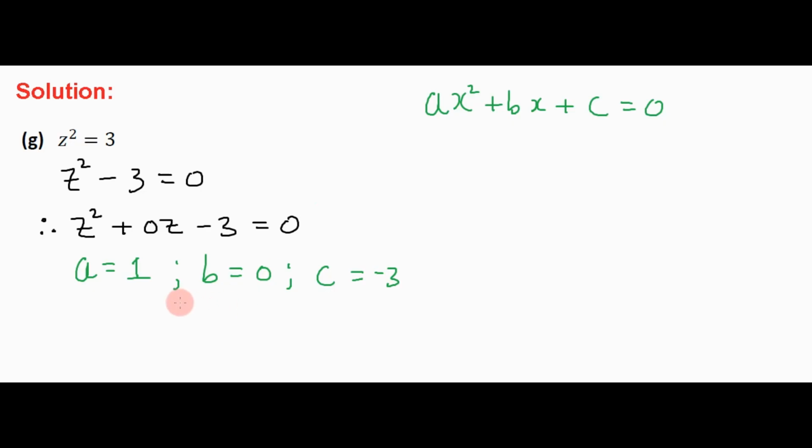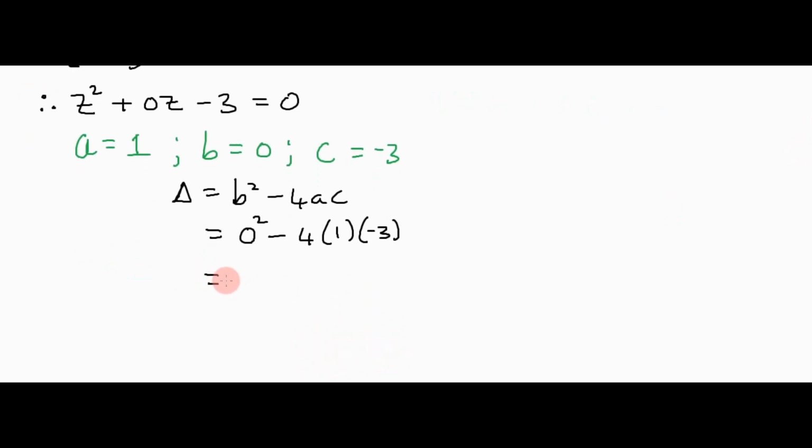Now we can plug into the equation for delta. So we're going to get 0 squared minus 4 times 1 times negative 3. And this is in fact equal to 12. So we see that delta is equal to 12. Now, of course, 12 is a number greater than 0, and it's not a perfect square. So we can see that delta is greater than 0, but not a perfect square.